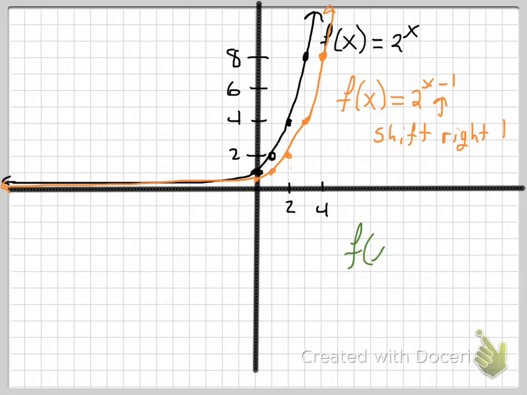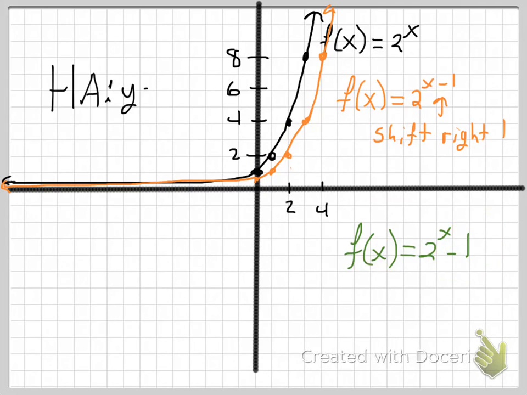Okay, and now we'll do another shift. Now we got the -1 here. That's not with the x, so that's going to control vertical shift. So that's going to actually shift it down 1 unit.